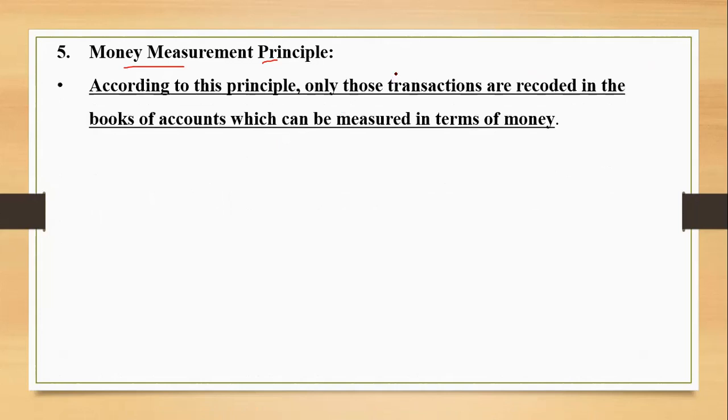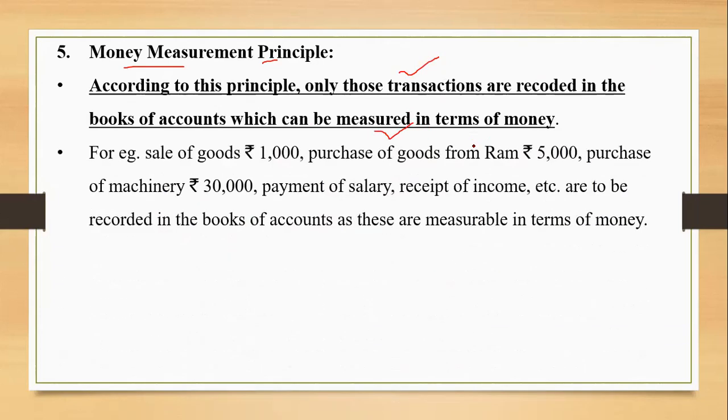That's very correct. Only those transactions are recorded in the books of accounts which can be measured in terms of money. Or in other words, the transactions or events which are not measurable in terms of money, we do not record in the books of accounts. Examples of transactions that are recorded: the purchase and sale of goods, the purchase of an asset, payment of salary, or any income. Because these are all measurable in terms of money, these are to be recorded in the books of accounts.